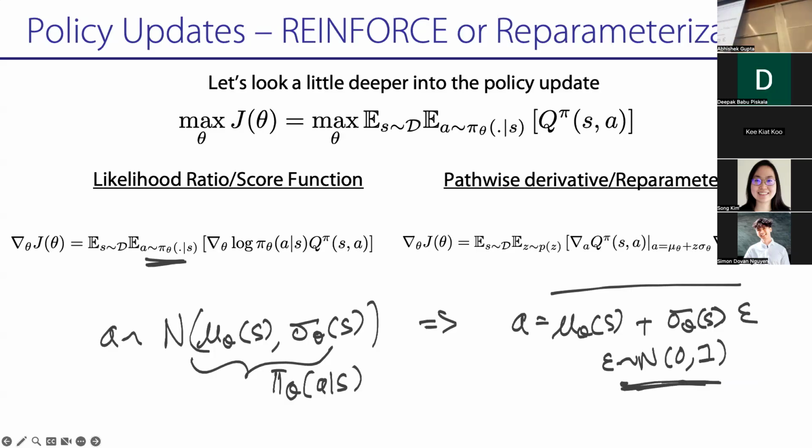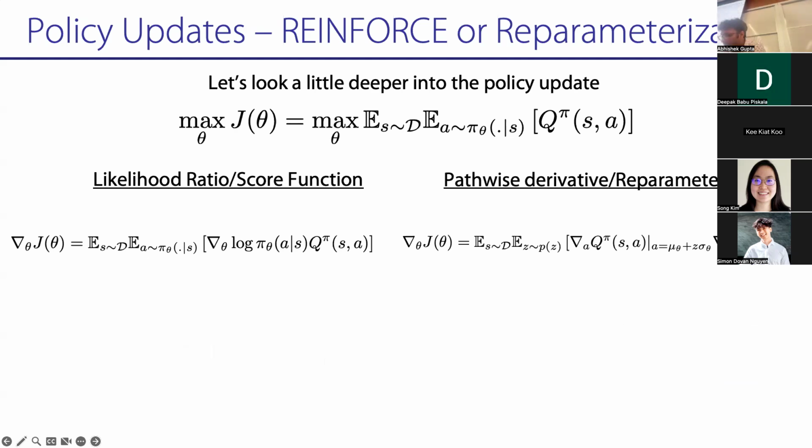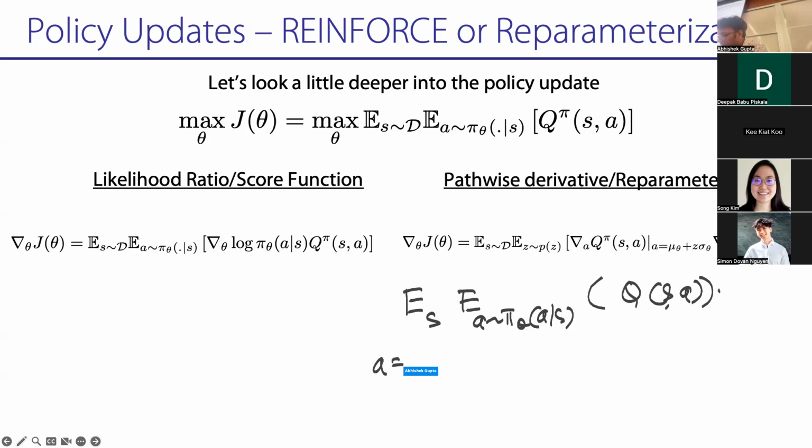This is completely deterministic. And so what we have here is the expectation over S, the expectation over A coming from pi theta given S, of Q of S, A. This is the objective. Now let's write A equal to mu theta plus sigma theta times epsilon, and I'm going to substitute this into here, where epsilon is drawn from the unit Gaussian.